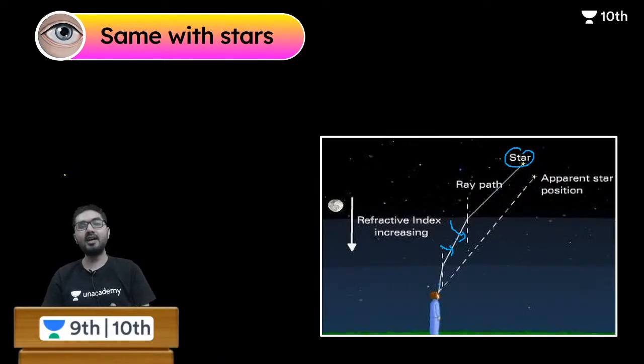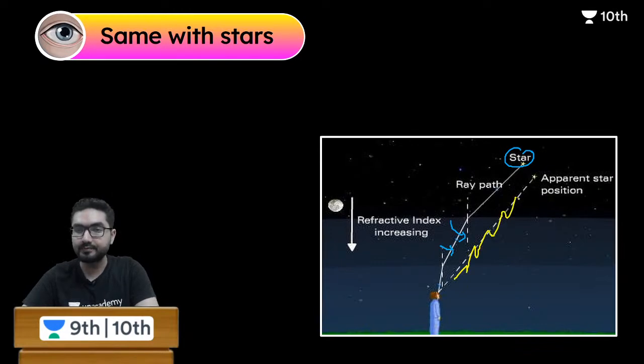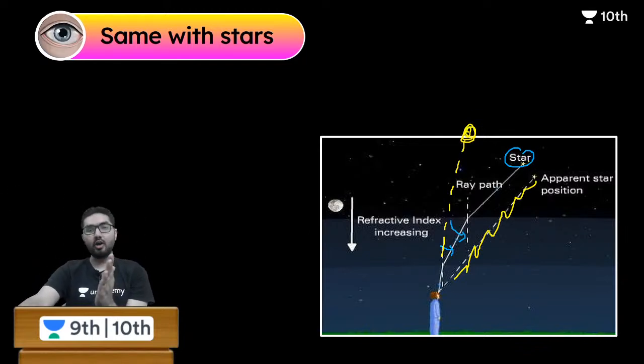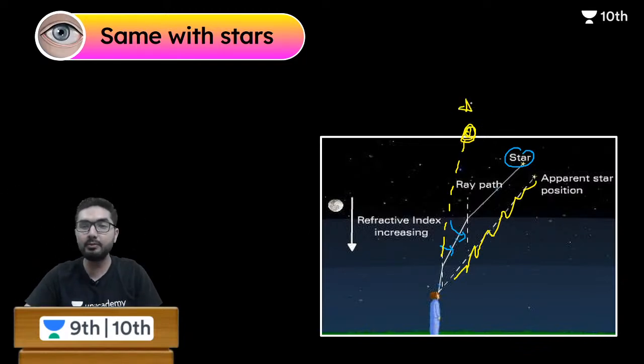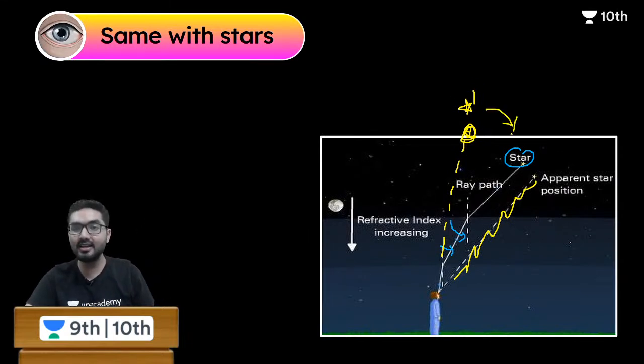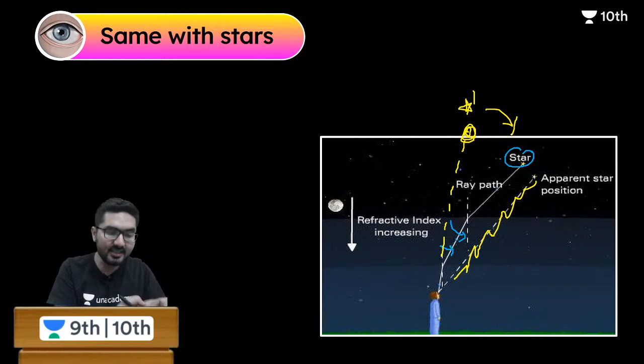So the same idea is applicable with stars as well. That would be the ray diagram. Suppose light is coming from a star, it will start bending towards the normal, and you will be able to see an apparent position of the star. That is not the real position of the star. The real position is a little downwards. So this again is happening because of atmospheric refraction.